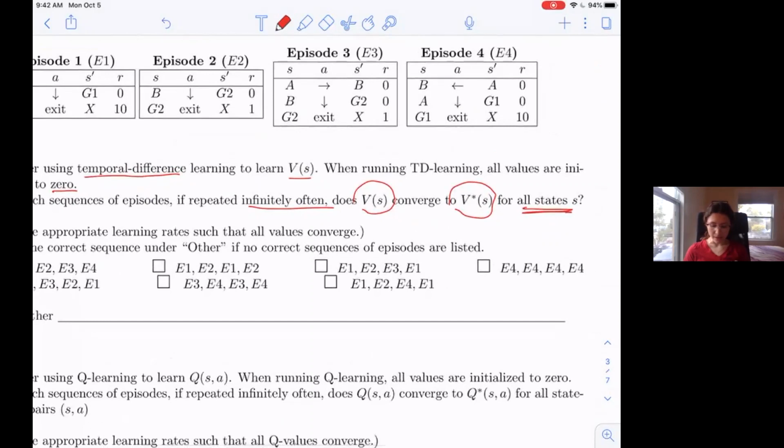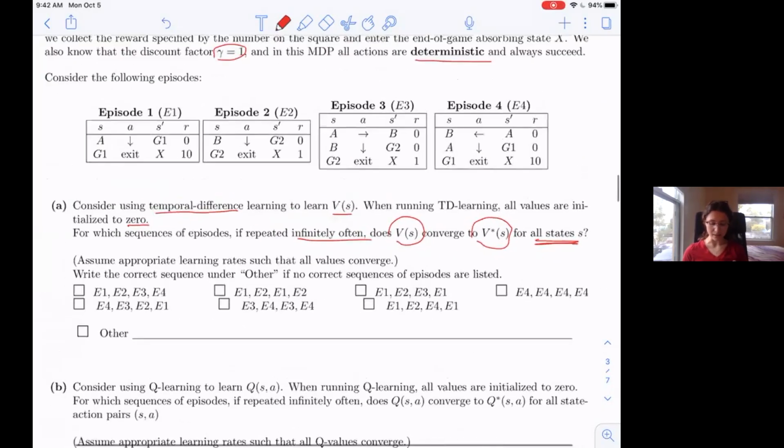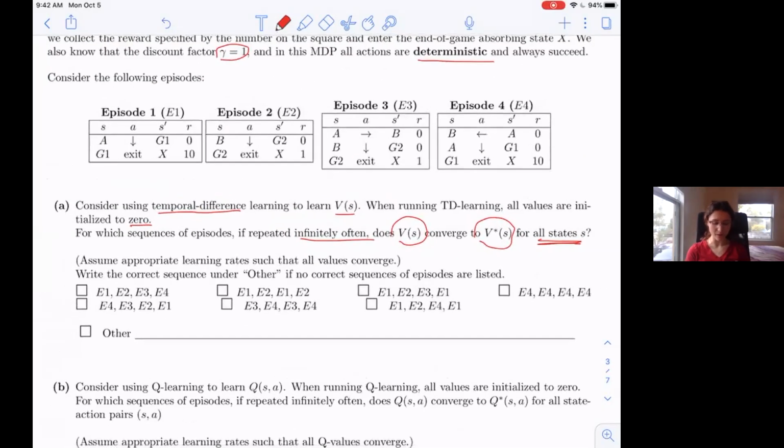does the V that we're learning with temporal difference learning converge to V star of s for all states? And we're specifically asked this in the context of these episodes. We're trying to figure out which of these episodes we would have to feed into our temporal difference learning to get V of s to converge to V star of s. And remember, what I mean by feeding in episodes is just which samples we would have to give to temporal difference learning. For example, this is a sample, this is a sample. So which of these sequences of samples should we give to temporal difference learning so that our V of s converges to V star of s?